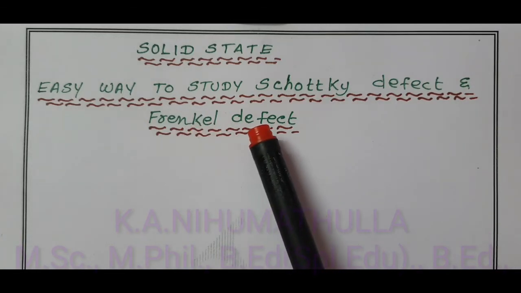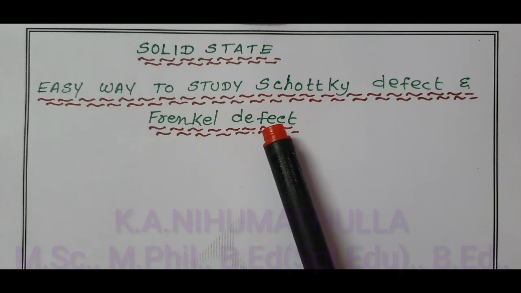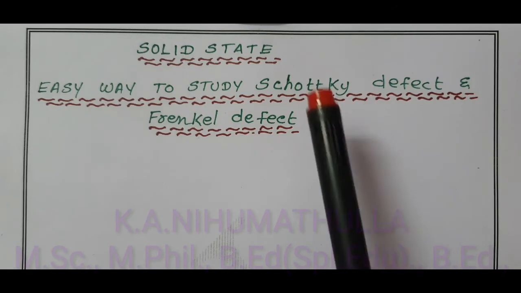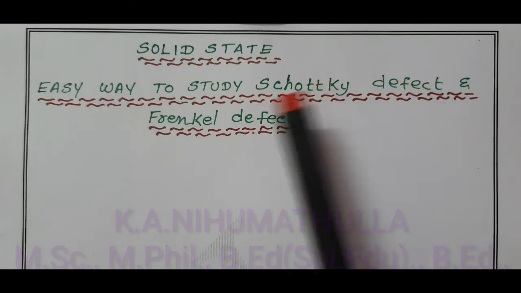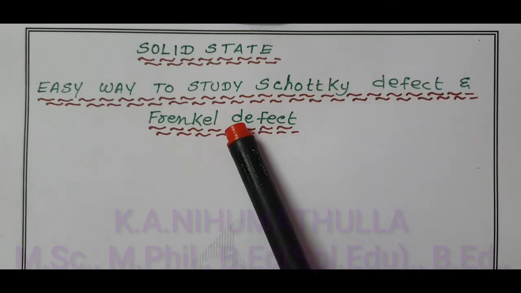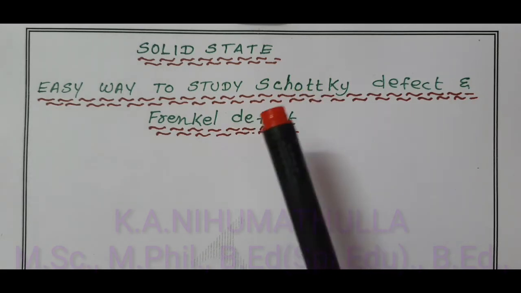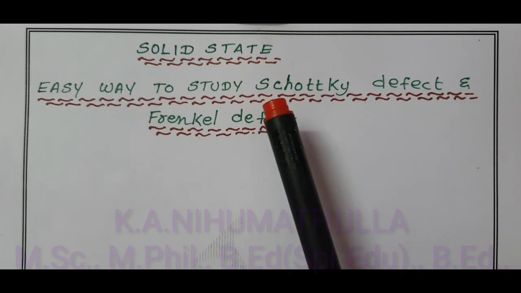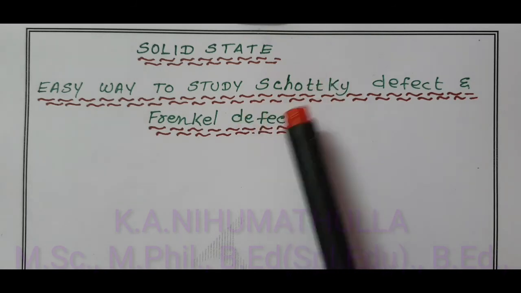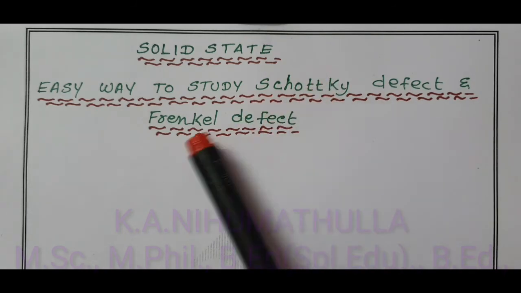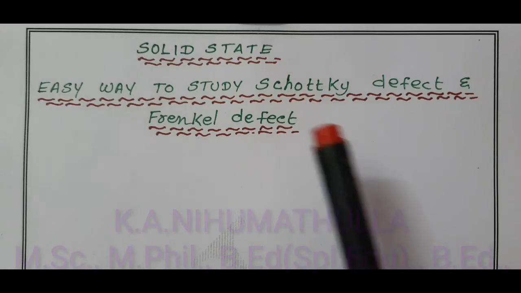There are two stoichiometric defects and two non-stoichiometric defects, and finally impurity defect. When you study the Schottky defect and Frenkel defect, first you have to tell the condition of the ionic compound in which this defect takes place.